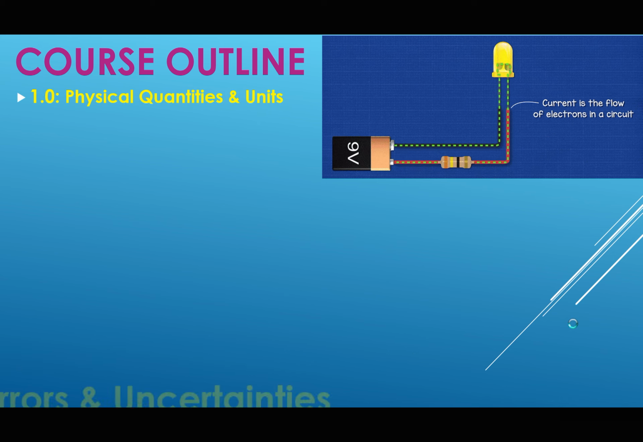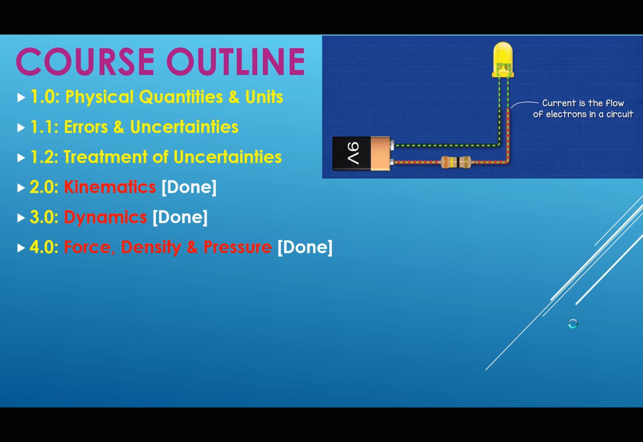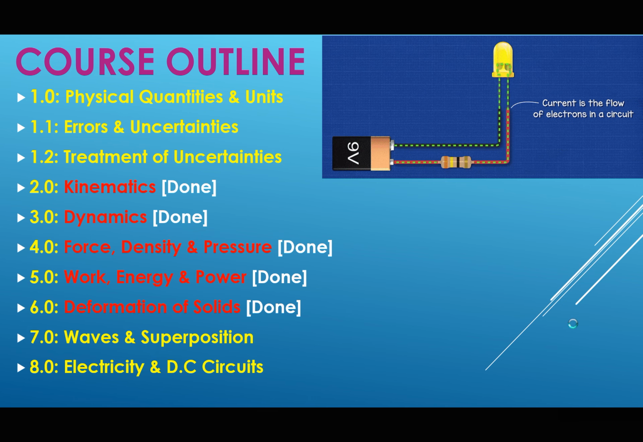Just to remind you, in AS physics, you're supposed to study the following units: physical quantities, errors and uncertainties, treatment of uncertainties, kinematics, dynamics, force, density and pressure, work, energy and power, deformation of solids, waves and superposition, electricity and DC circuits, and particle physics. However, the units in red have already been covered, and therefore we are just remaining with the units in yellow. Currently, we are dealing with electricity and DC circuits. So let's move to lesson 2 of electricity and DC circuits.